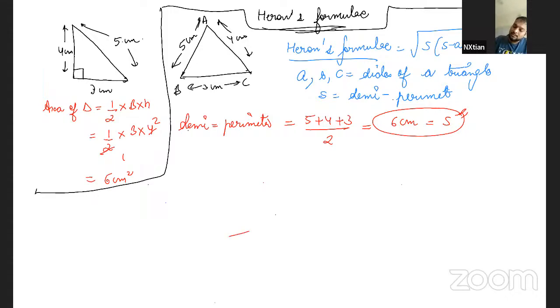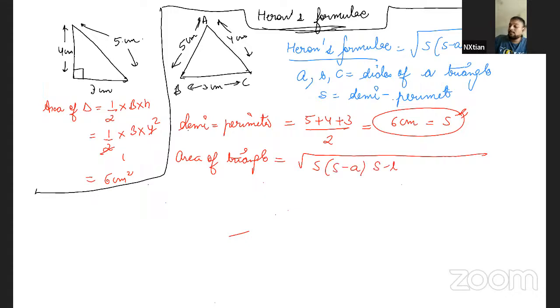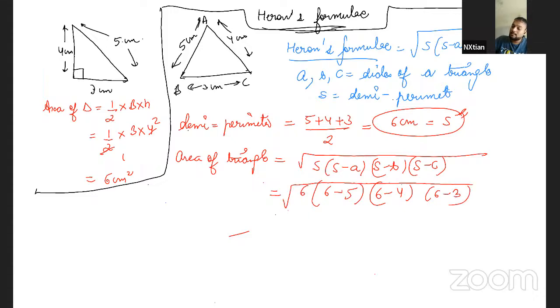Now Heron's formula, we'll use Heron's formula. Area of triangle is equal to root of s into (s minus a) into (s minus b) into (s minus c). This is the formula. Now instead of s, I will write 6. So 6 into (6 minus 5, the first side), then 6 minus 4, and then 6 minus 3. Understood, guys? Yes or no?